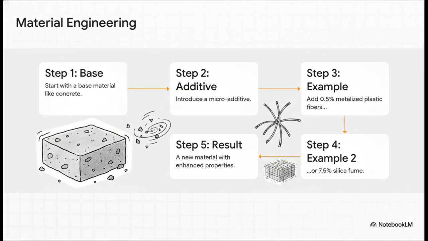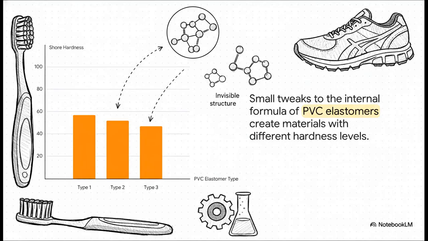And the way they do this is, conceptually at least, pretty straightforward. You start with a base material, like concrete. Then you intentionally mix in a tiny amount of an additive just to manipulate that microstructure. We're talking about adding just 0.5% of plastic fibers or a little bit of silica fume, and that can fundamentally change the concrete's behavior, creating a whole new high-performance material.